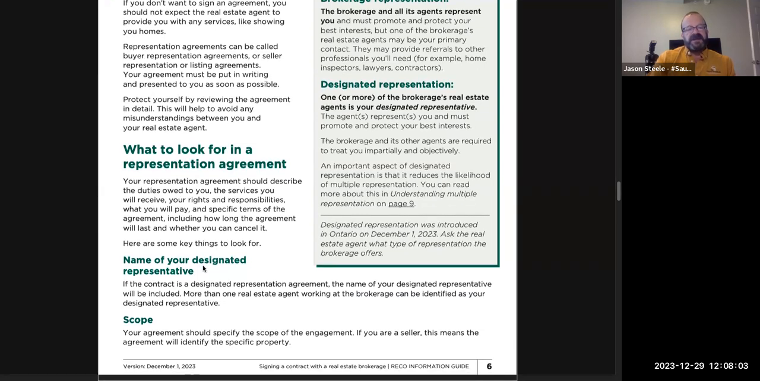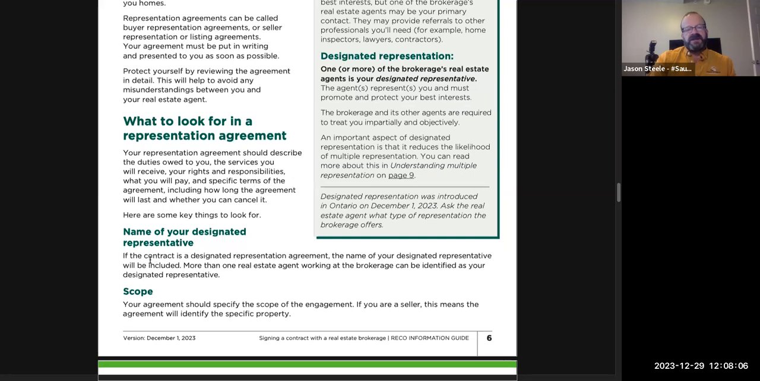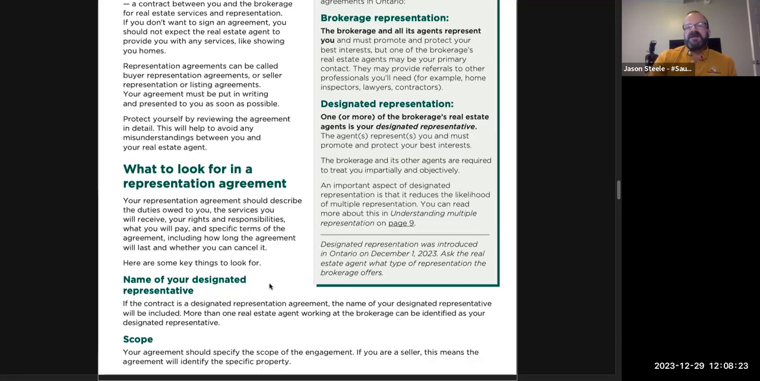Some of the things to look for is the name of your designated realtor representative. If the contract is a designated representation agreement, the name of your designated rep will be included. So more than one real estate agent working at the brokerage can be identified as your designated representative. The whole idea behind designated representation is that the agent represents you and must promote and protect your best interest. The brokerage and its other agents will be required to treat you impartially and objectively. An important aspect of designated representation is that it reduces the likelihood of multiple representation.